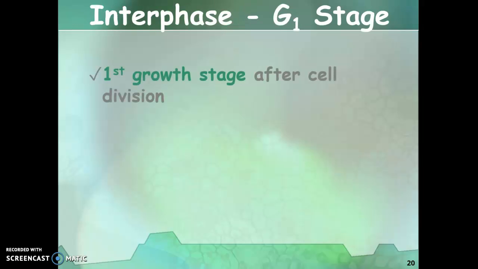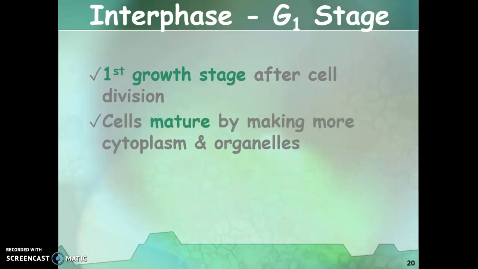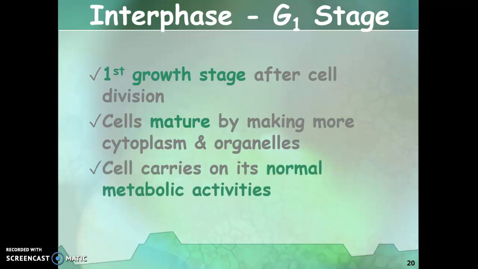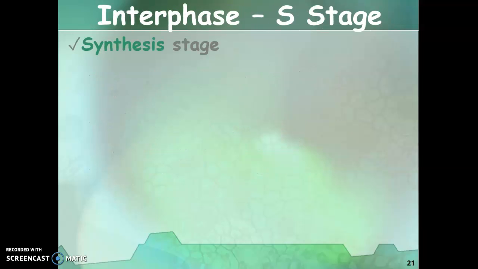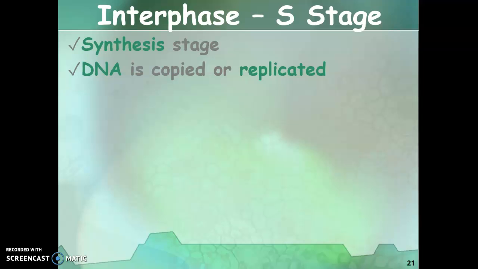What happens in the G1 stage? It's the first growth stage after cell division, and this is where the cells mature. Remember, they've just divided, so they're quite small, and they have to make more cytoplasm and more organelles. They also just carry out their normal function and their normal metabolic activities. So they might make enzymes or hormones, or if they're muscle cells, they contract, whatever they're doing, they do their normal business. Then in the S phase, the DNA is copied and replicated, and you know now how this works.